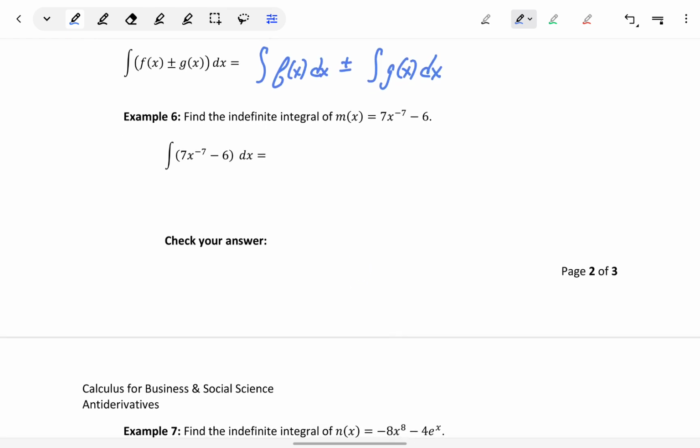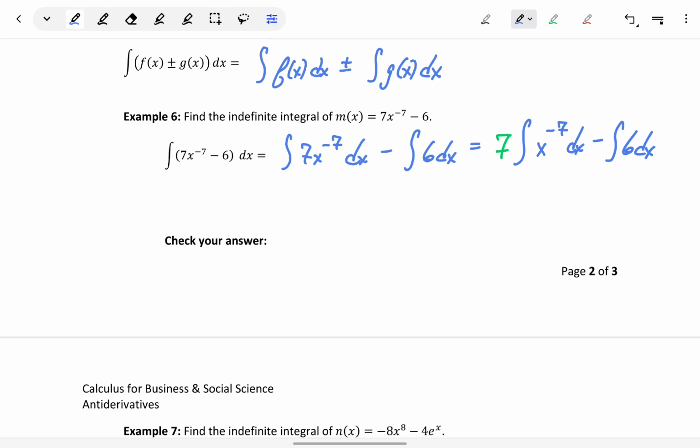In example 6, we'll look at applying those rules. First, we could rewrite this as the indefinite integral of 7x to the negative 7th dx minus the indefinite integral of 6 dx. And then we could take things one step further with that first term and bring that 7 out as just a coefficient in front, meaning we're finding 7 times the indefinite integral of x to the negative 7th dx minus the indefinite integral of 6 dx.